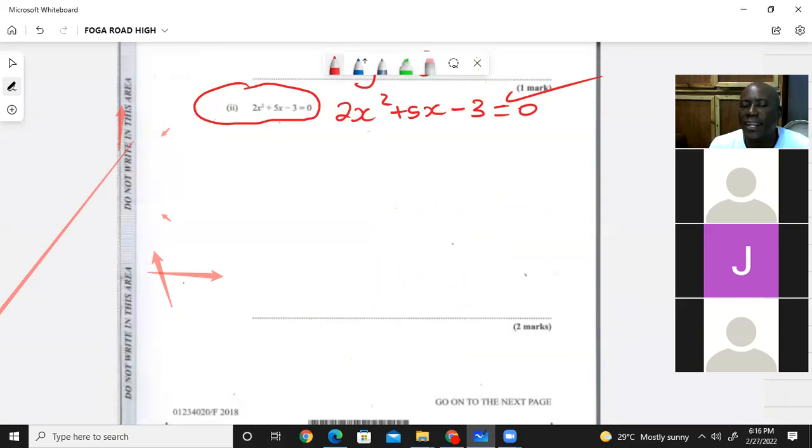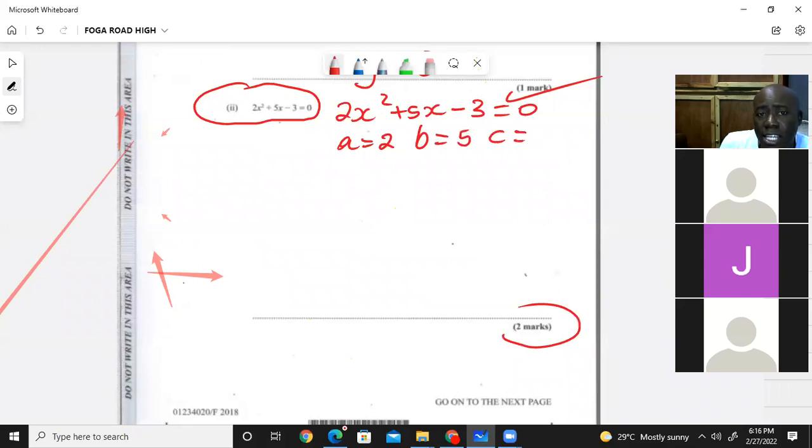You can use factorization to solve it. You can use the formula to solve it. I am not going to draw for the formula for 2 marks when I can factorize, meaning a is equal to 2, b is equal to 5, and c is equal to minus 3. AC means a times c.